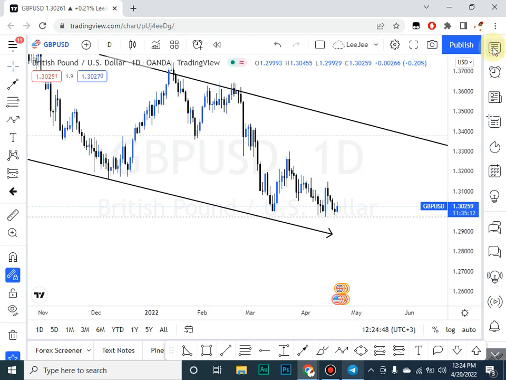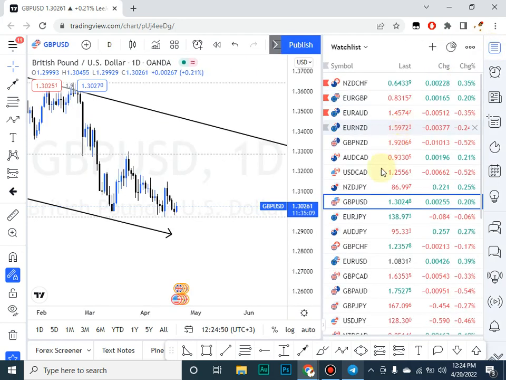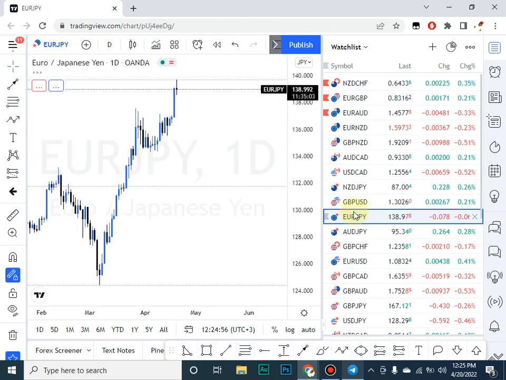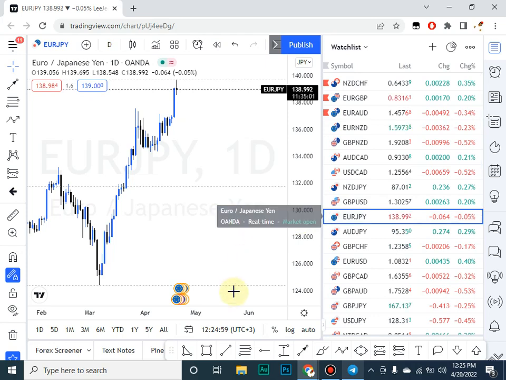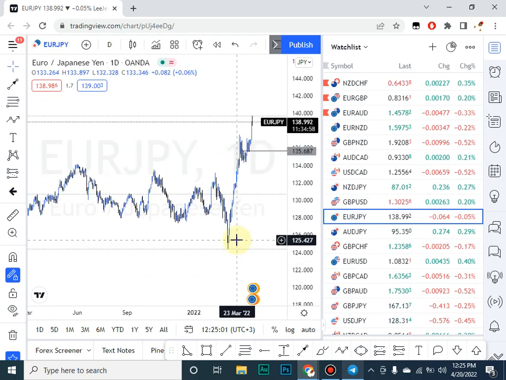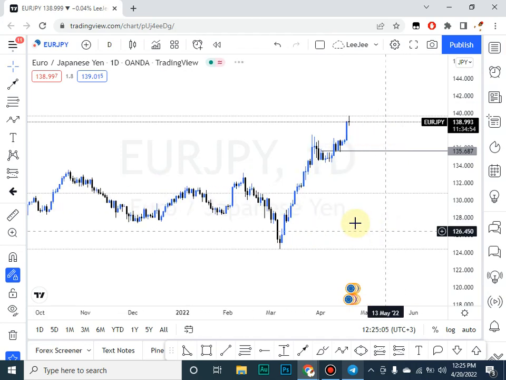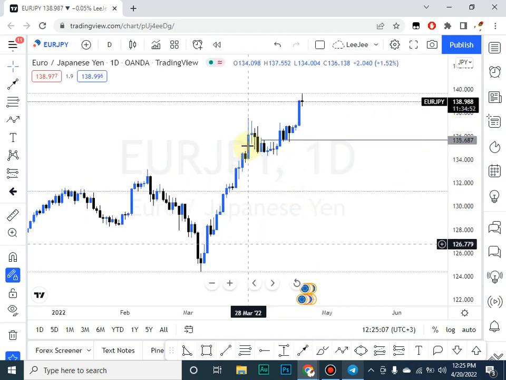This is still consolidation. Just looking at the daily. Let me look at another pair. Like I said before, no pattern, no trade. Okay, good. Nice. So you can see this: the market had been moving up for quite some time.